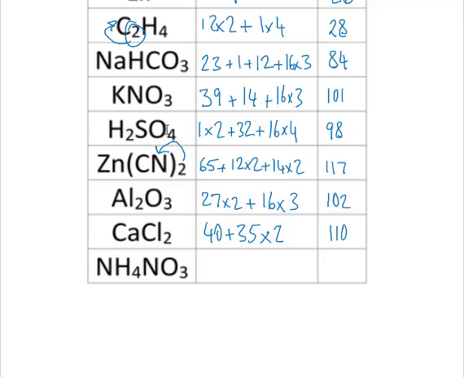And the last one, we've got nitrogen, N, 14. Only 1 atom there. We've got another one later on, I'll just add it up the way it's written. We've got hydrogen, and we've got 4 of those atoms. And then we've got nitrogen again, 14. And then we've got oxygen, and we've got 3 of those atoms. And that adds up to give 80 grams per mole.